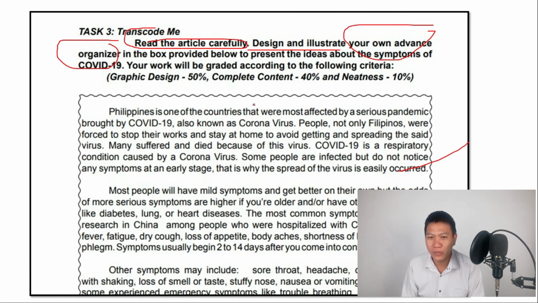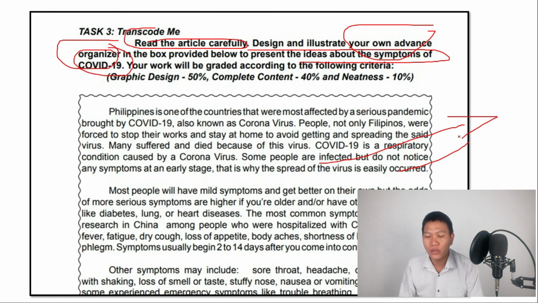Now, what are you going to present using your organizers? You are to present the ideas about the symptoms of COVID-19. This article has something to do with COVID-19, so read and understand it and then present the symptoms. You will be graded according to the following. The design of your drawing or your graph is 50%. Wow, that's huge. Your content is 40%. And of course, if it's neat and clean, it's 10%.